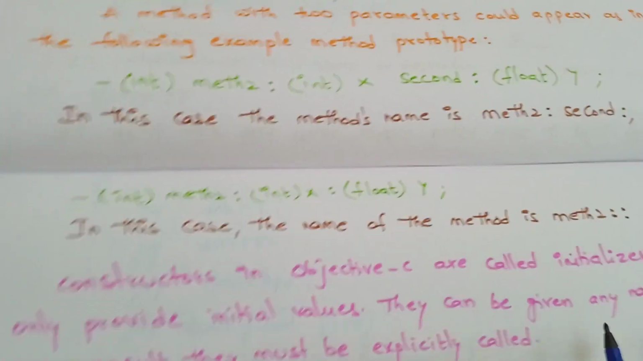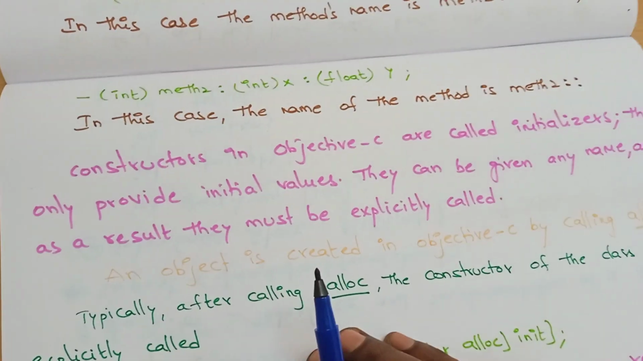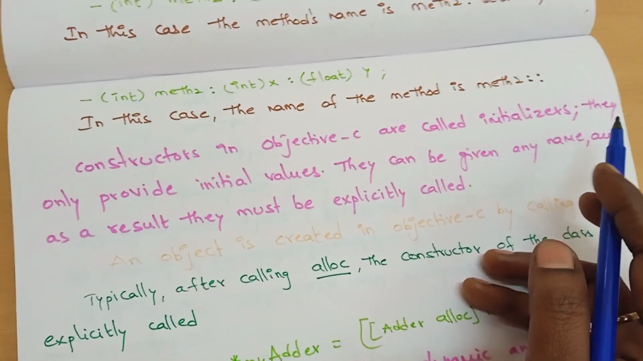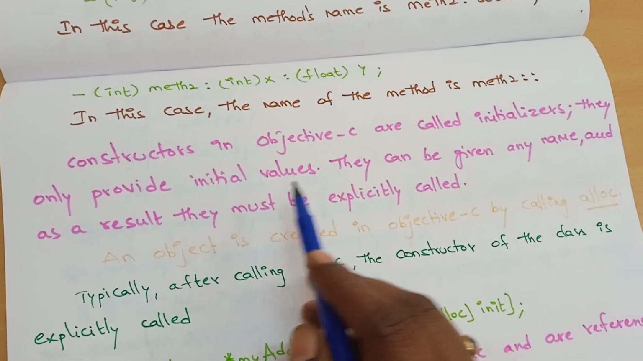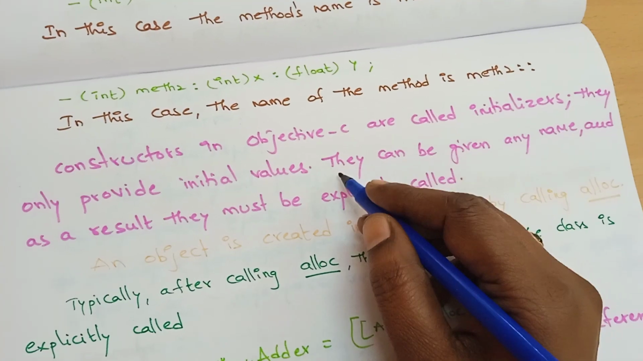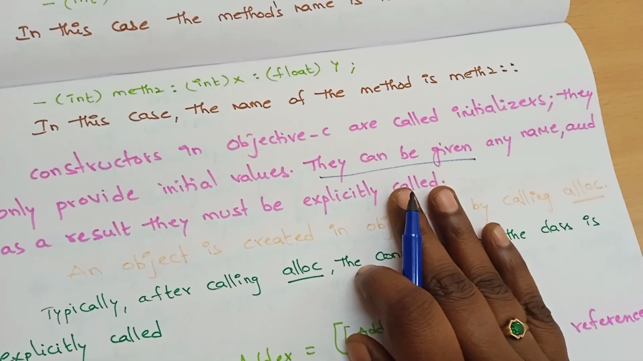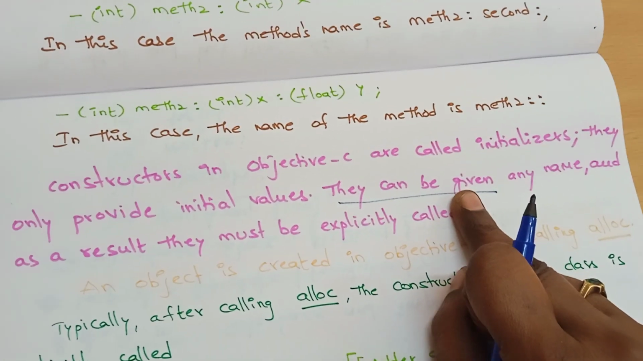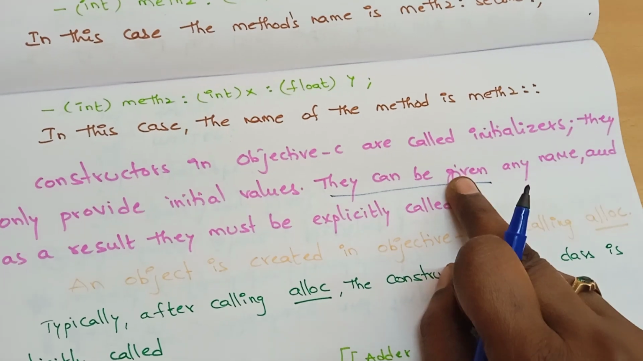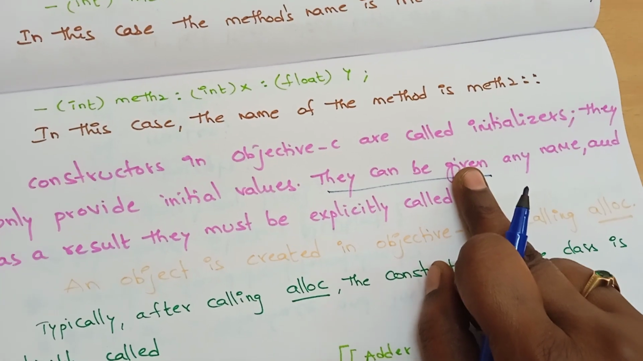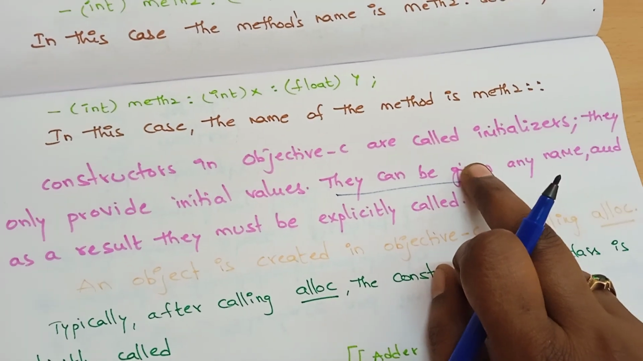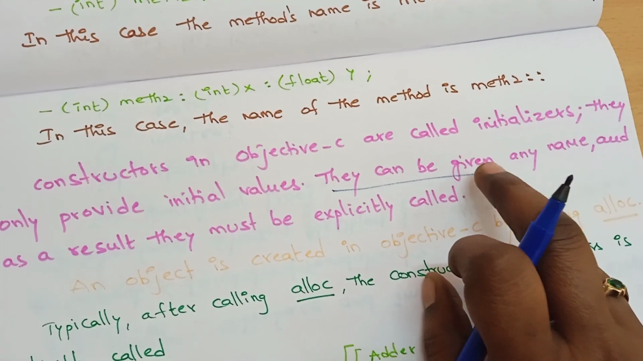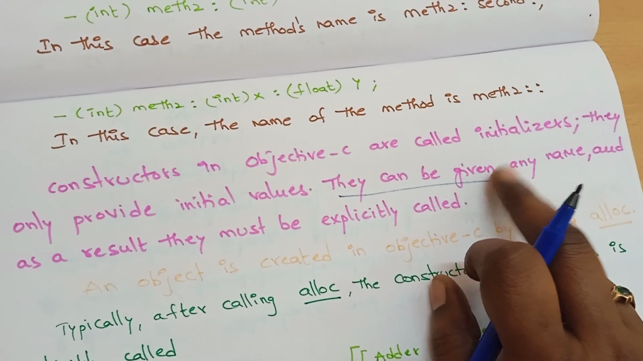Now we'll see how constructors take their syntax. Constructors in Objective-C are called initializers. They only provide initial values. They can be given any name, and as a result, they must be explicitly called. Constructors return a reference to the new object, so the type is always a pointer to the class name. They use a return statement that returns self, a reference to the current object, which we'll see in a sample code.